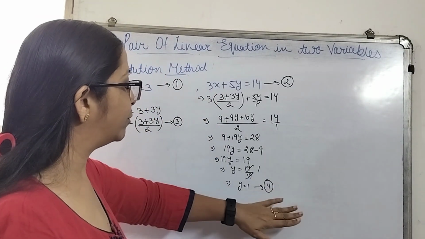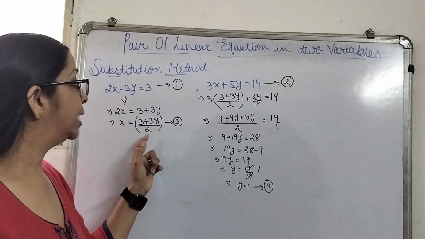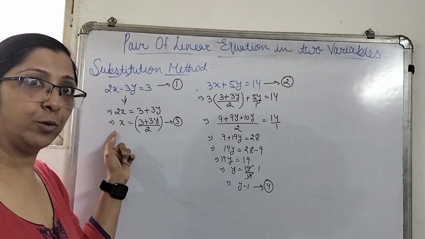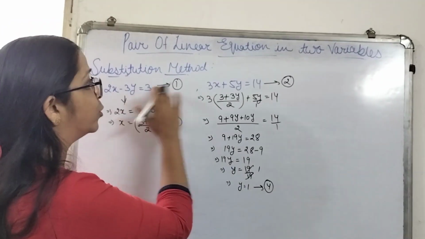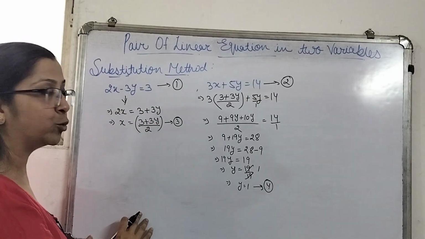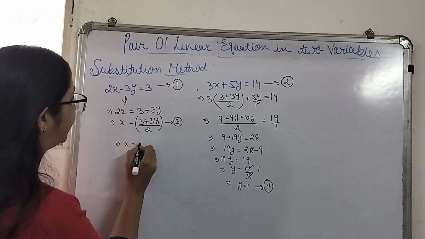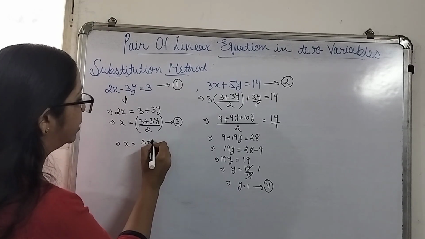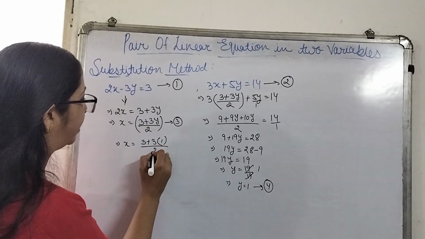Now if we keep this value of y in equation number 3, we will get the value of x also, because we want the values of x and y for which both equations will be true, which will be the solution for both the equations. So from here the value of x will be 3 plus 3 multiplied by y, which we are keeping as 1, divided by 2.